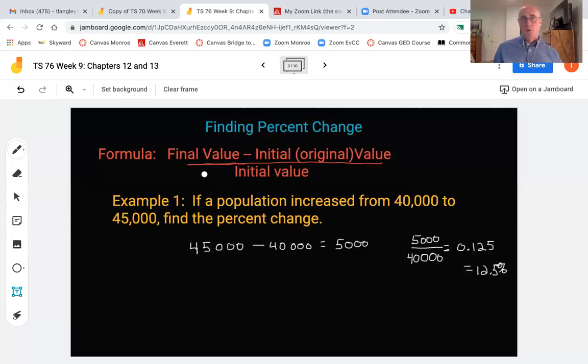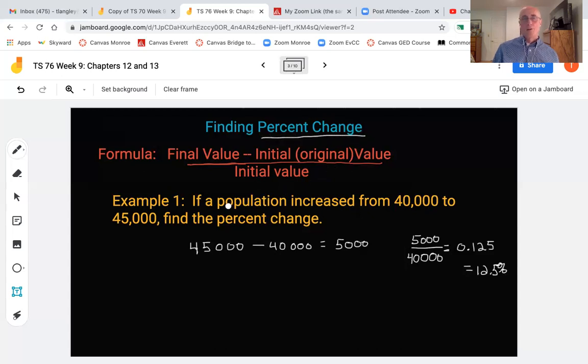This is the formula you want to write down. You take the final value that they give you minus the original value, or the initial value, as they say in some textbooks. We'll show you what this means in a minute. But the final value minus the original value, you're going to get an answer. Take that answer and divide it by the original or initial value. That will give you a decimal. Take that decimal and turn it into a percent, and that gives you the percent change.